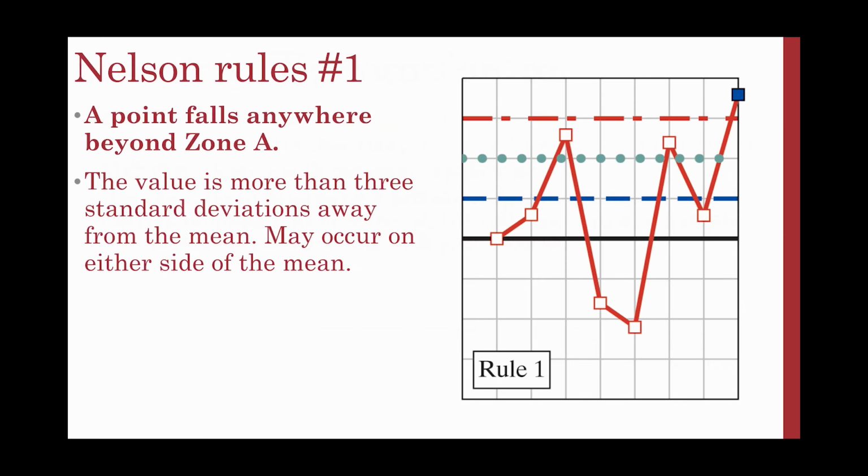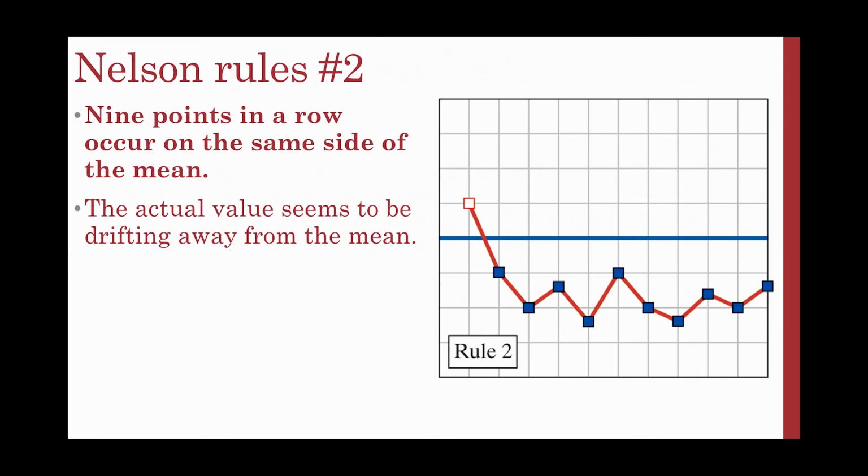So what is the first Nelson rule? The first Nelson rule is if a point falls anywhere beyond zone A, a value more than 3 standard deviations away from the mean, which may occur on either side of the mean. So any points outside of 3 standard deviations, your process is out of control. If you have 9 points in a row that occur on the same side of the mean, the actual values may be drifting away from the target.